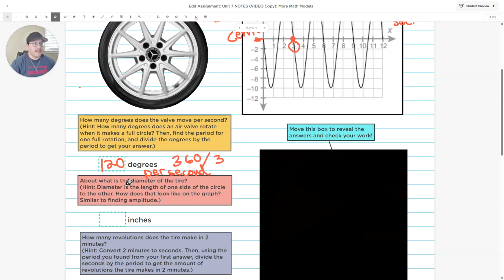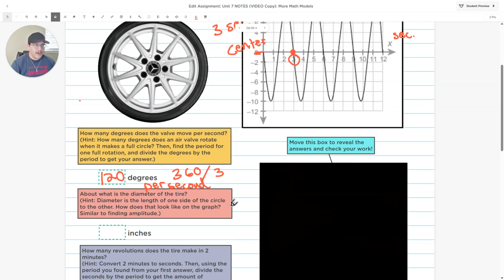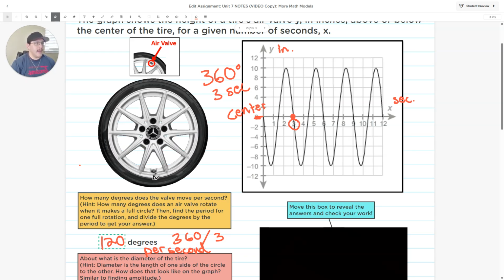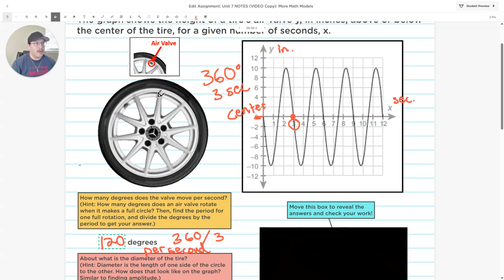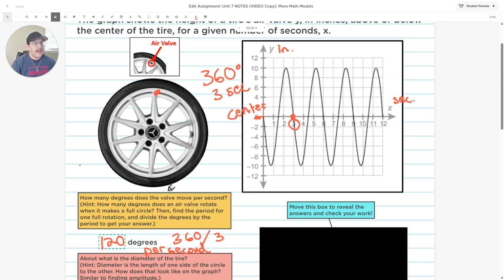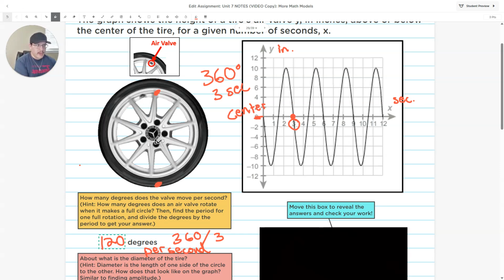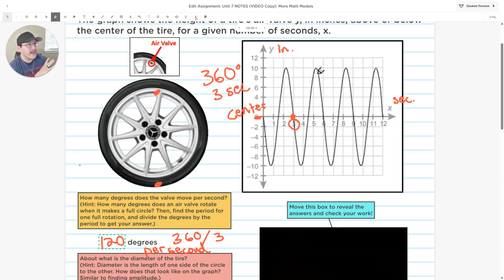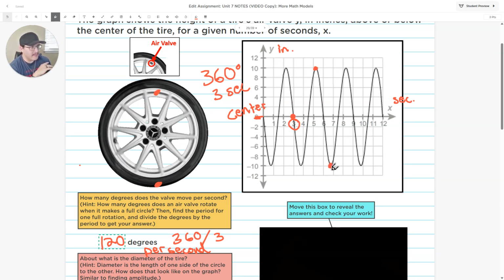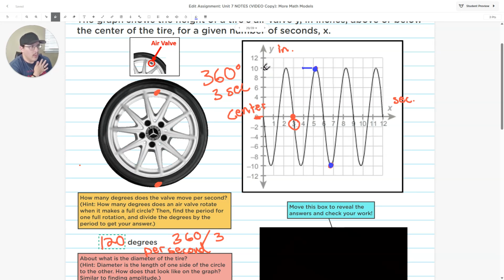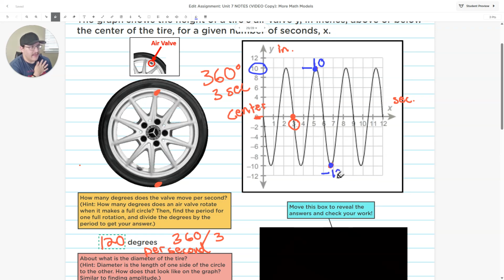Okay, the second problem. What is the diameter of the tire? So here's another problem we have to think about. That air valve is going up and down the full circle. So at one point it's going to the very top of that tire. At another point it's going to the very bottom of that tire. Looking at the graph, that's the peak and the valley. What are the y values of those peaks and valleys? Well, the y value is 10 for the top, and the valley is -10.